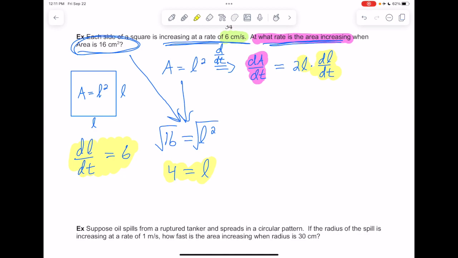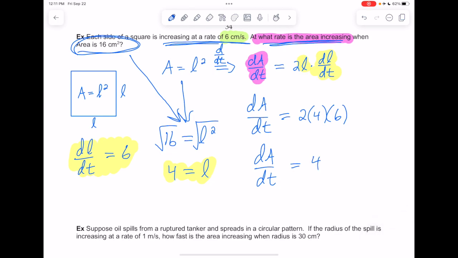So now we know dL/dt, we know L. That's all the pieces except for the one we're trying to find, so we want to know dA/dt. The formula right above where I'm writing says that's 2 times L, which would be 4, times dL/dt, which would be 6. So dA/dt is equal to 2 times 4, which is 8, times 6, which would be 48.